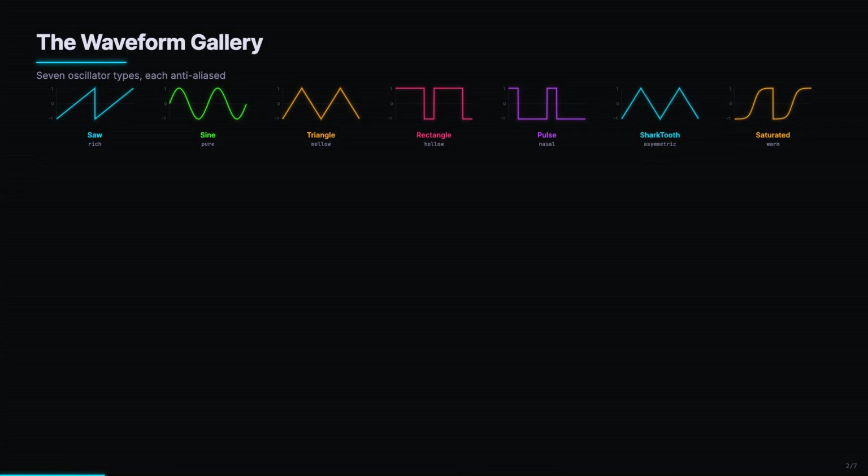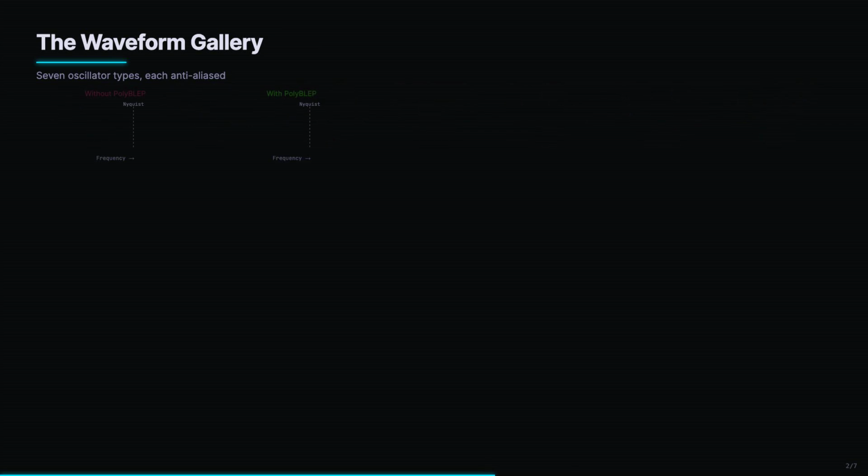Saw, the workhorse, rich in harmonics. Sine, pure, no overtones. Triangle, soft and mellow. Rectangle, hollow like a clarinet. Pulse, thin and nasal. Sharktooth, an asymmetric triangle. And saturated. A saw pushed through soft clipping for warmth and grit.